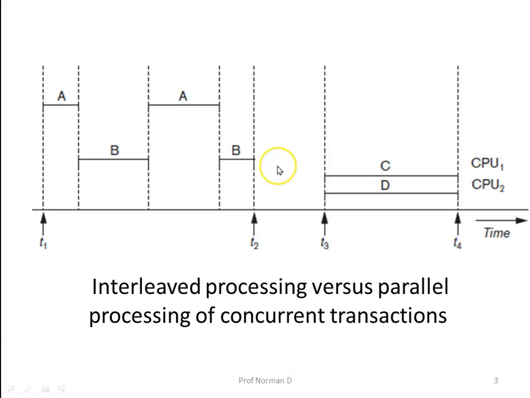Now, if the computer system has multiple hardware processors, or multiple CPUs, then parallel processing of multiple processes is possible, which is illustrated in this figure. You can see that process C and process D are being processed in the form of parallel processing. So C is taken care of by CPU 1 and D is taken care of by CPU 2.